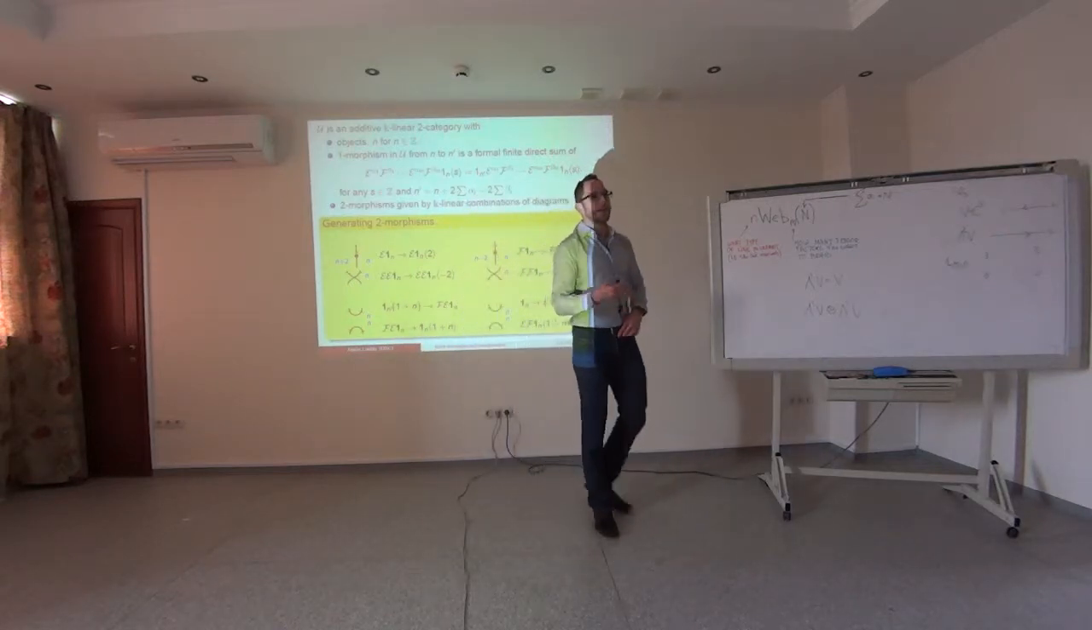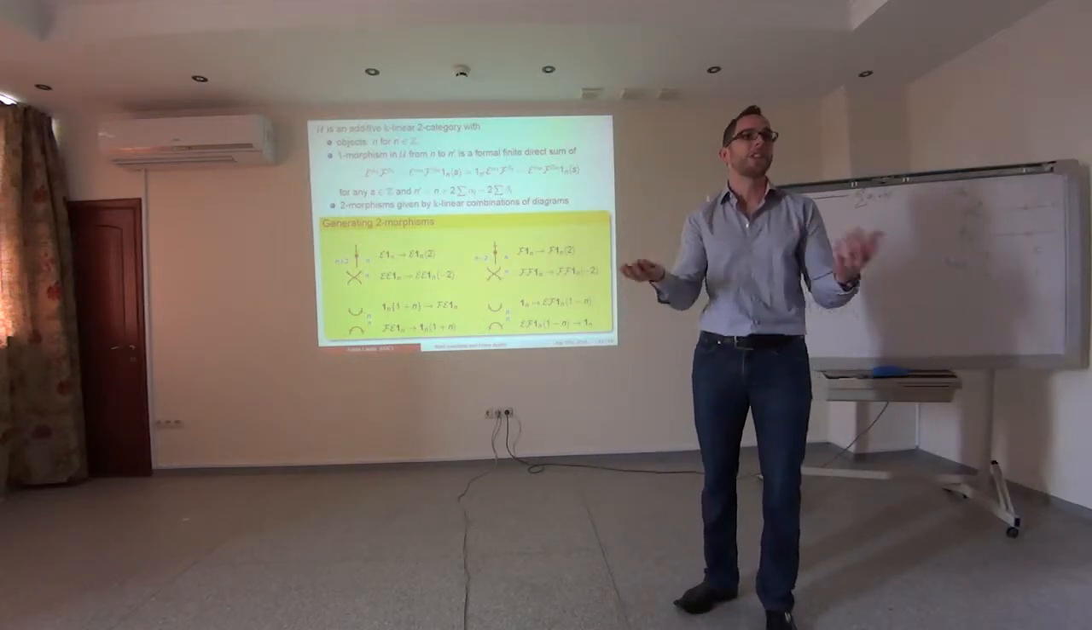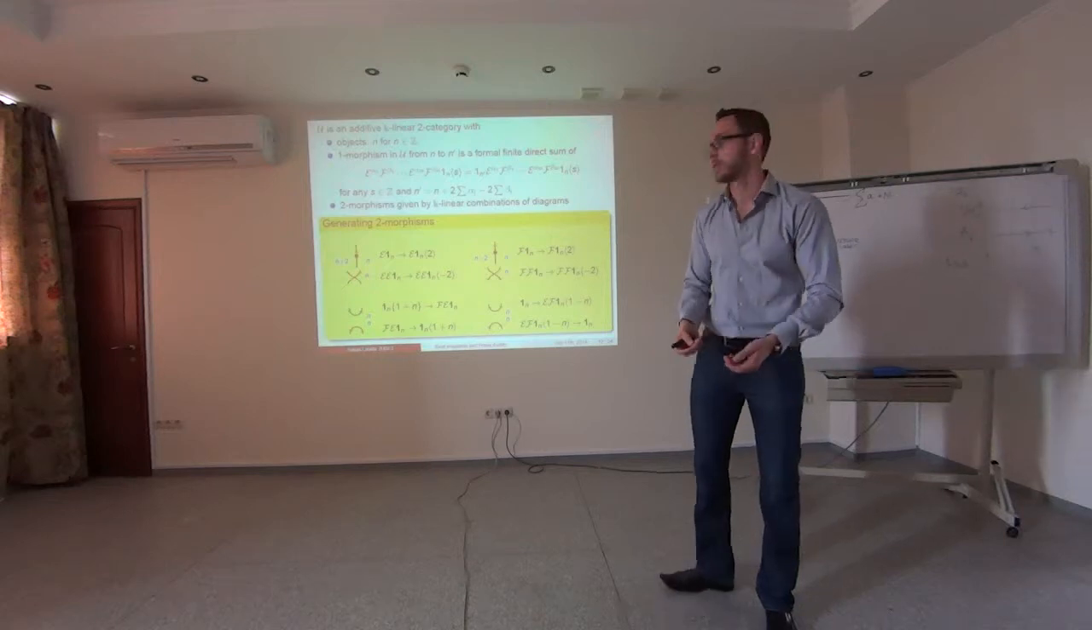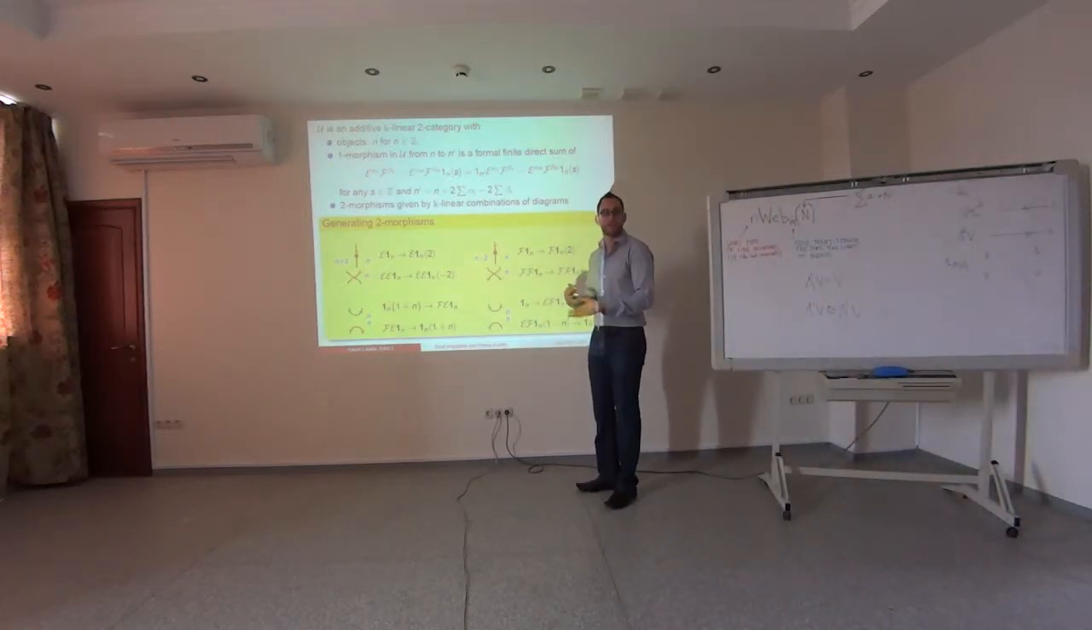If you were trying to tell someone about quantum groups, you'd say, well, you have a bunch of E's and F's, and they satisfy some relations. These things are like the E's and F's. These are the new E's and F's. These are the two-morphisms. So now the question is, what are the relations between these new generators?